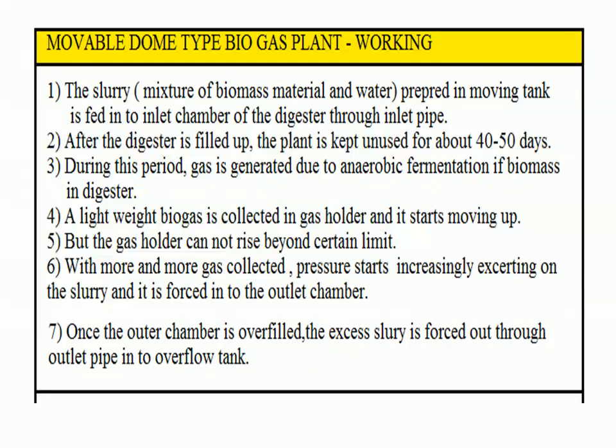The lightweight biogas is collected in the gas holder and it starts moving up. But the gas holder has a limit as per the design. It cannot rise beyond a certain limit. So as more and more gas collects, the pressure increases and is exerted on the slurry, and it is also forced into the outlet chamber. Once the chamber is overfilled, excess slurry is forced out through the outlet pipe into the overflow tank. This is the process.